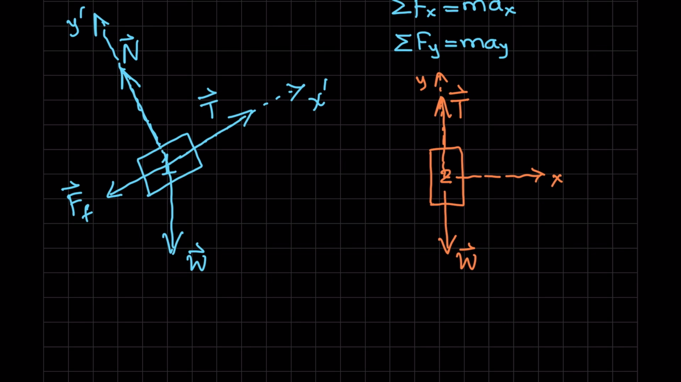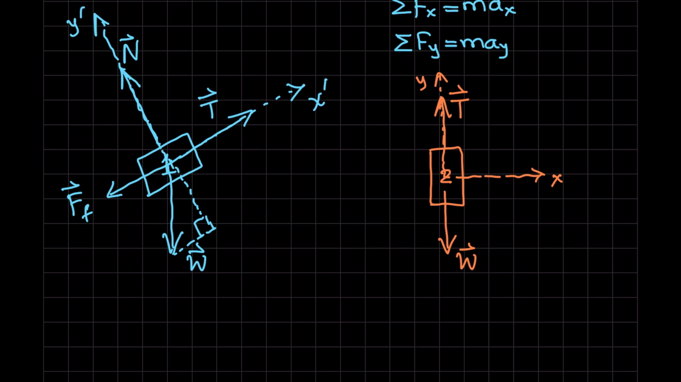Because the weight vector, according to this coordinate system, points a little bit in the x prime direction and a little bit in the y prime direction. So we have to break up the weight, okay, make a right triangle. Remember, you make a right triangle by following the y-axis and the x-axis, right? So use the vector itself as the hypotenuse of the right triangle, and then you can find the other two sides.